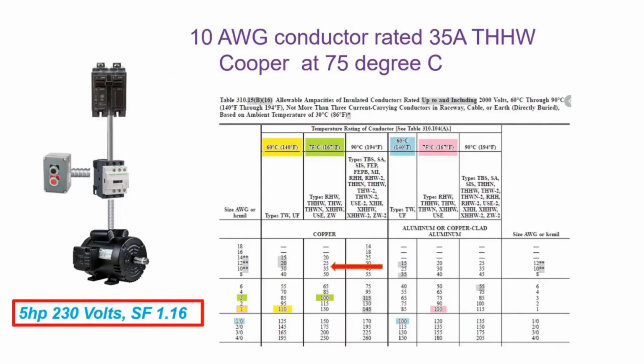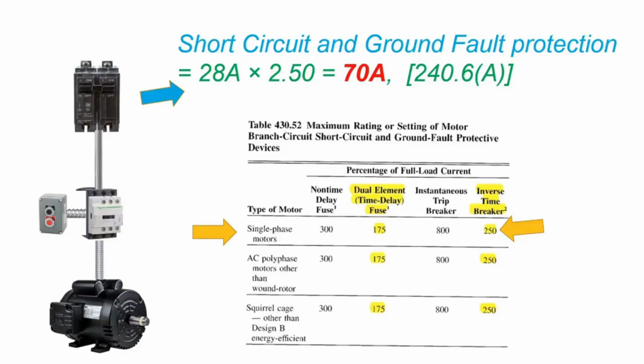Third, find the conductor at Table 310.15(B)(16). It says 35 amperes, copper conductor. Remember that the default motor terminal rating is 75 degrees C as per National Electrical Code Table 110.14(C). It is a thin gauge. For our short circuit and ground fault circuit protection, 28 amperes times 2.50 equals 70 amperes as per Table 240.6(A). The 2.5, or 250%, is the percentage of full load current for an inverse time breaker.